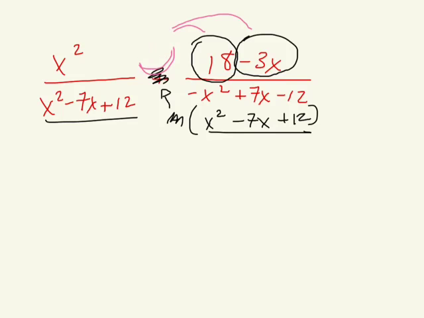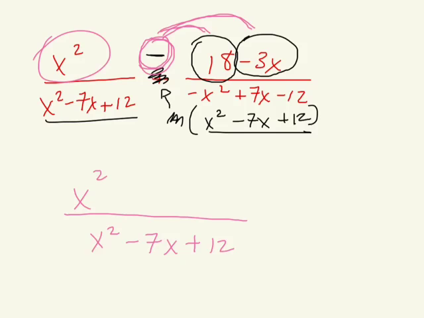Just to backtrack, this negative acts on this positive 18, this negative 3x. So what we have down here is the same denominator, x squared minus 7x plus 12. And then in the numerator we have x squared from right here. Then we have a plus 3x. That's from right here. Remember the negative acts on it. Then we have a negative 18. That's this negative acting on this positive 18.